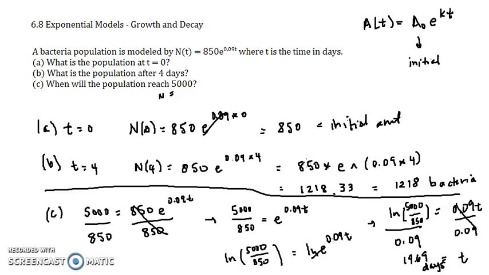All right, so going back and looking at this, make sure that this makes sense. We start with an initial population of 850. After 4 days, we have, we can box either of these, 1218. And after 19 days, almost 20 days, we've got 5,000. So that all makes sense. Our population is getting bigger: 850, 1218, 5,000. The numbers should make sense. Our population should either be getting bigger or getting smaller, depending on the problem.